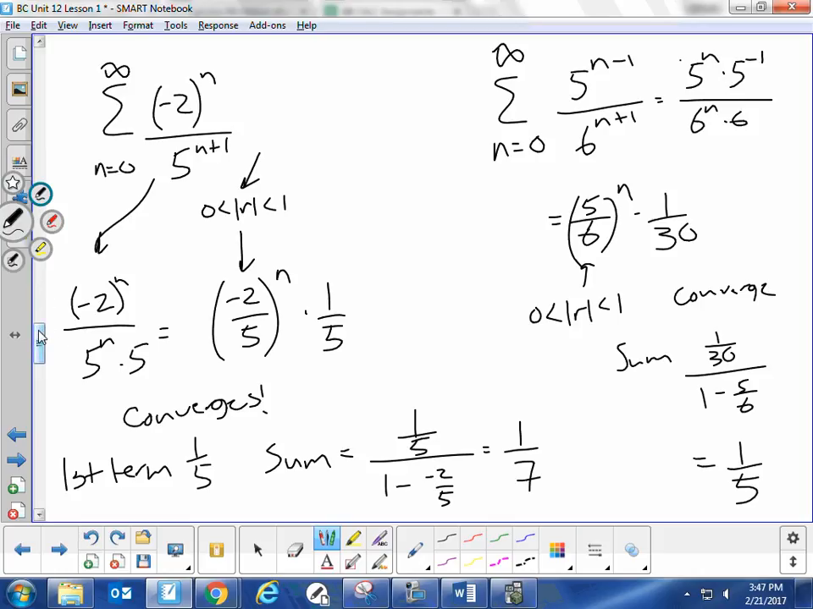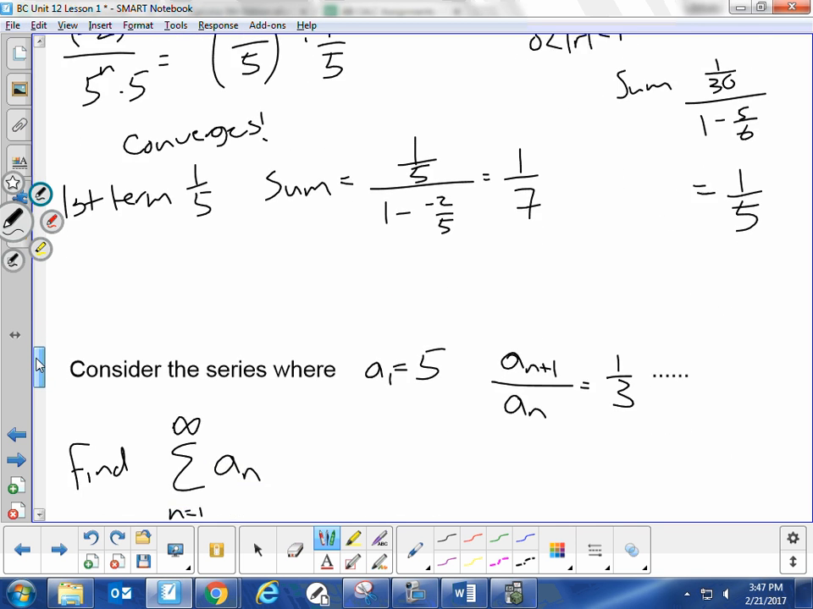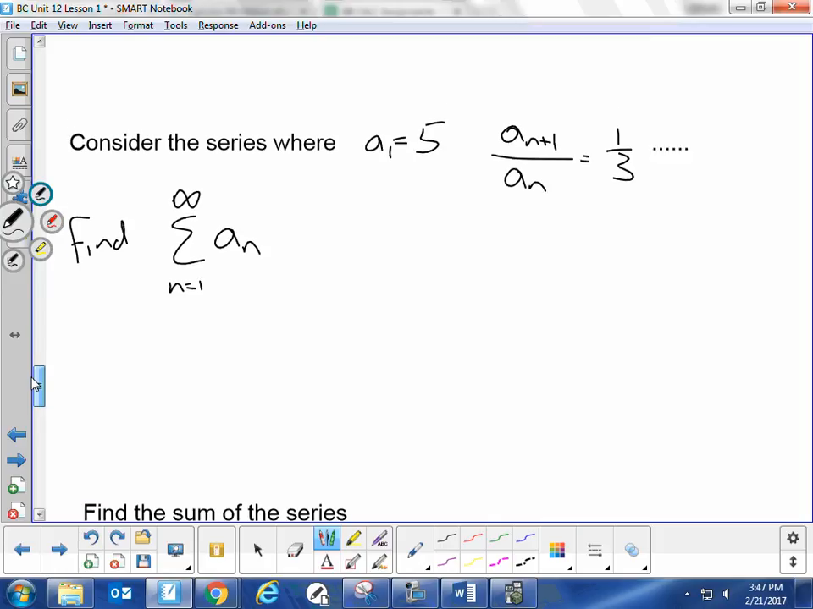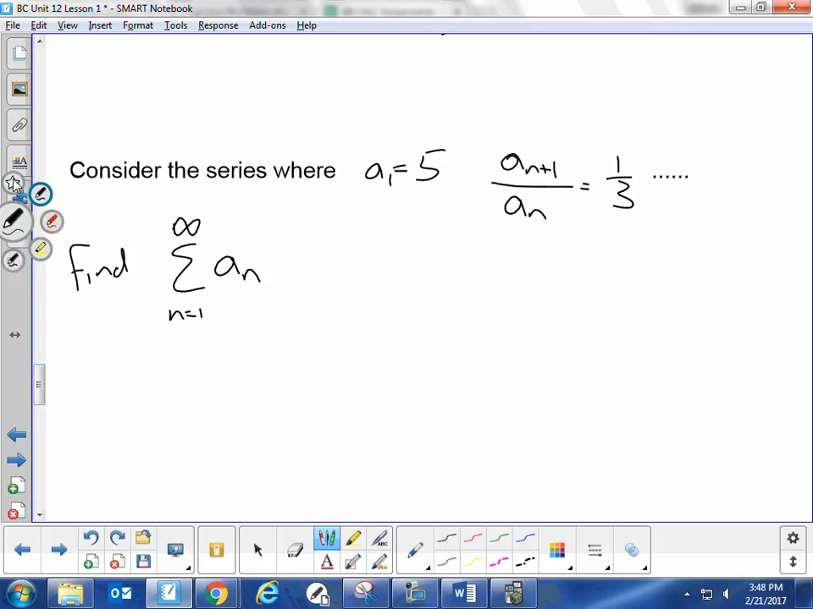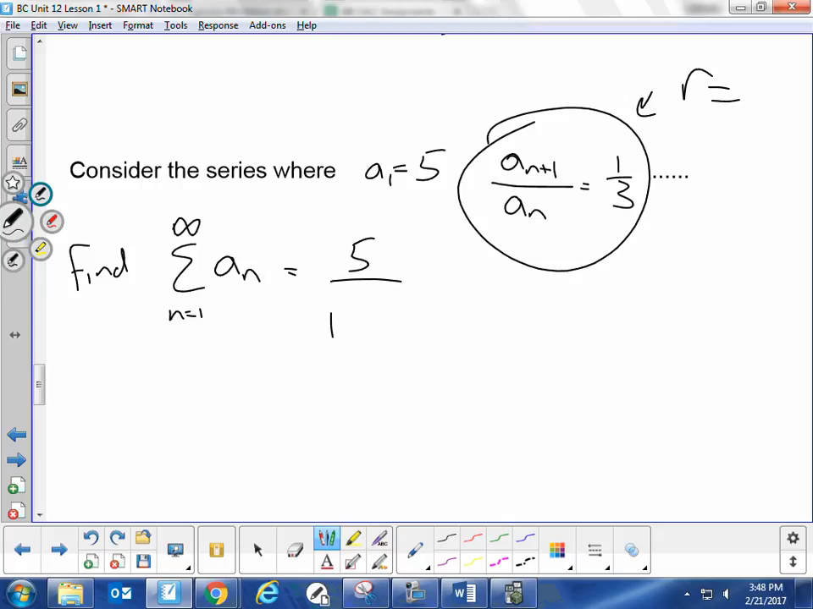Then we also need to be prepared for having certain series with unknowns. Oh, here's another one. Different question. Consider the series where the first term is 5, and a to the n plus 1 divided by a to the n is 1/3. Find the sum. This statement right here is just showing you what r is. This would be the common ratio. It's what the next term divided by the previous term is. That will be how you find r. So if you want to find this sum, it would just be that.